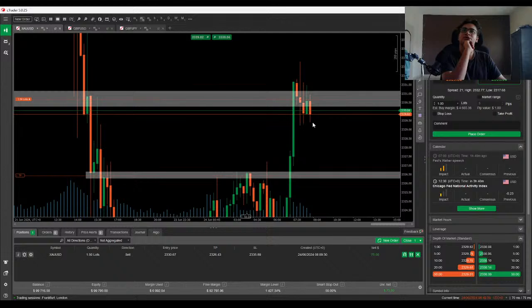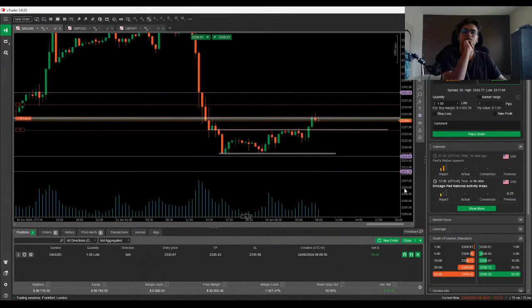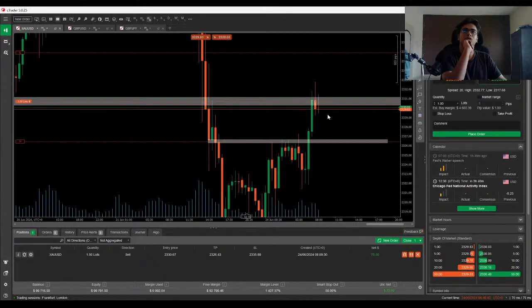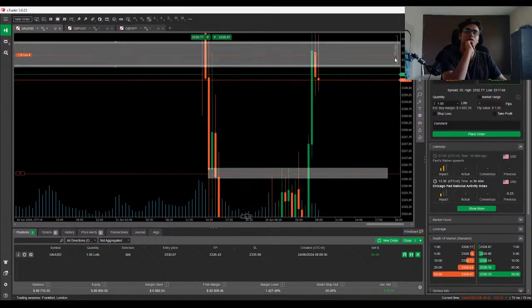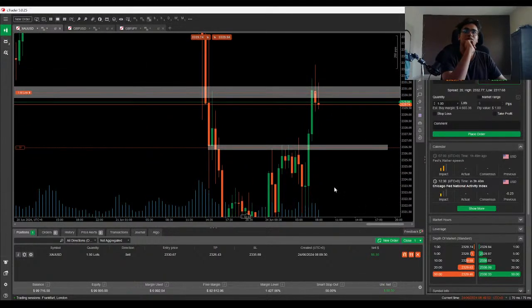Because we had multiple rejections at this point, we are still not going down. On the 30 minute we tried to break the low, but it did not go below this itself. Let's see in 10 minutes if this gets anything.